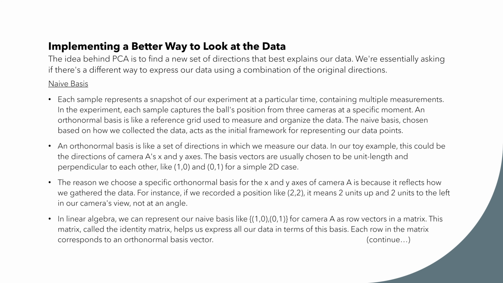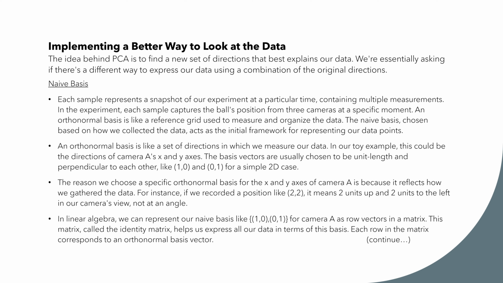Now let's have a look at how to implement a better way to look at the data. There are two ways, naive basis and change of basis. So now first we will explore naive basis. Each sample in an experiment captures data from multiple measurements at a specific time. An orthonormal basis serves as a reference grid for organizing and measuring the data. The naive basis is chosen based on how the data was collected, acting as the initial framework for representing data points.